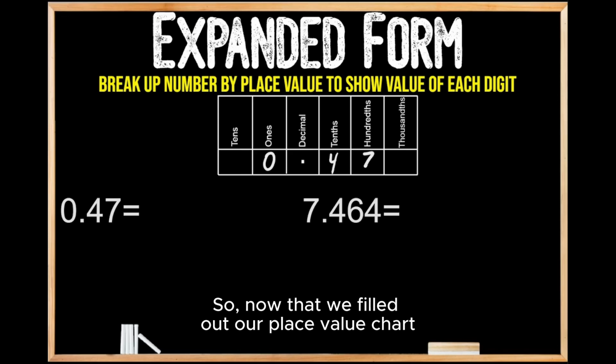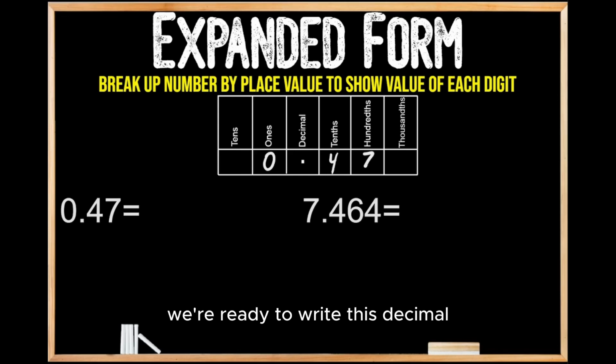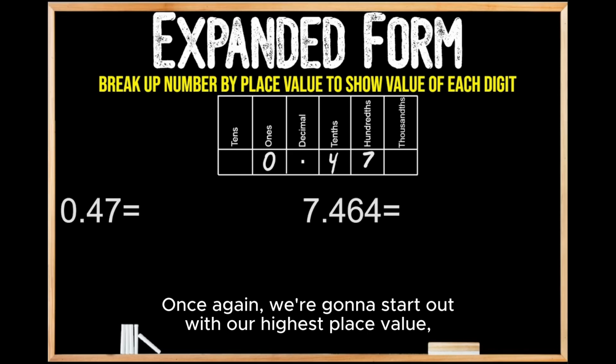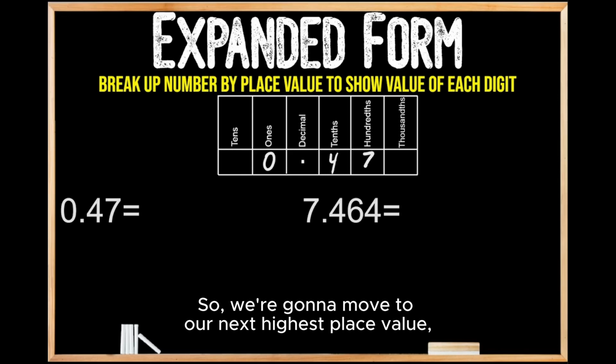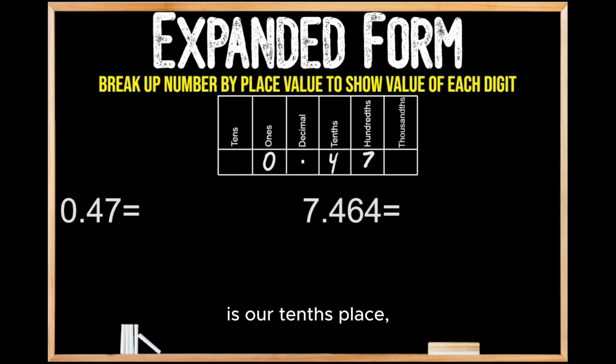So now that we filled out our place value chart, we're ready to write this decimal in expanded form. Once again, we're going to start out with our highest place value, which in this case is our ones place. Since we have a 0 in our ones place, we don't need to write anything. So we're going to move to our next highest place value, which in this case is our tenths place. And in our tenths place, we have a digit of 4.